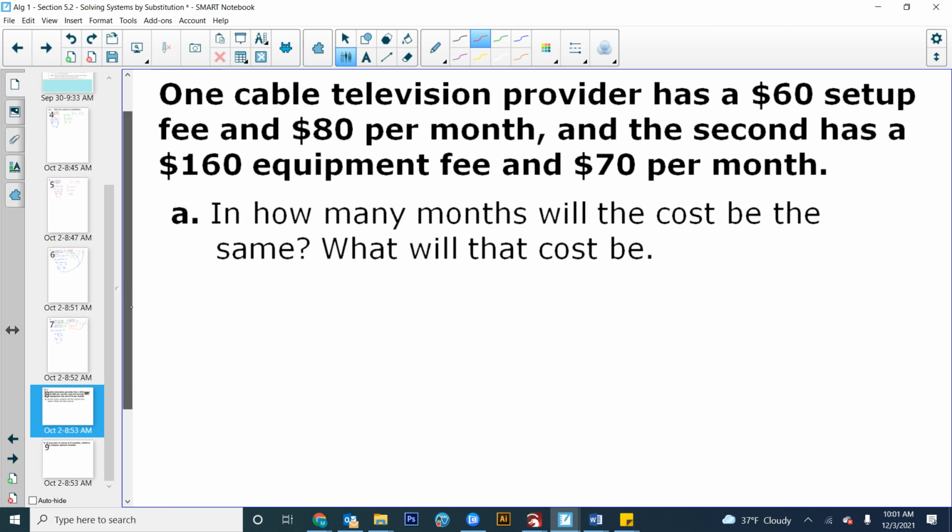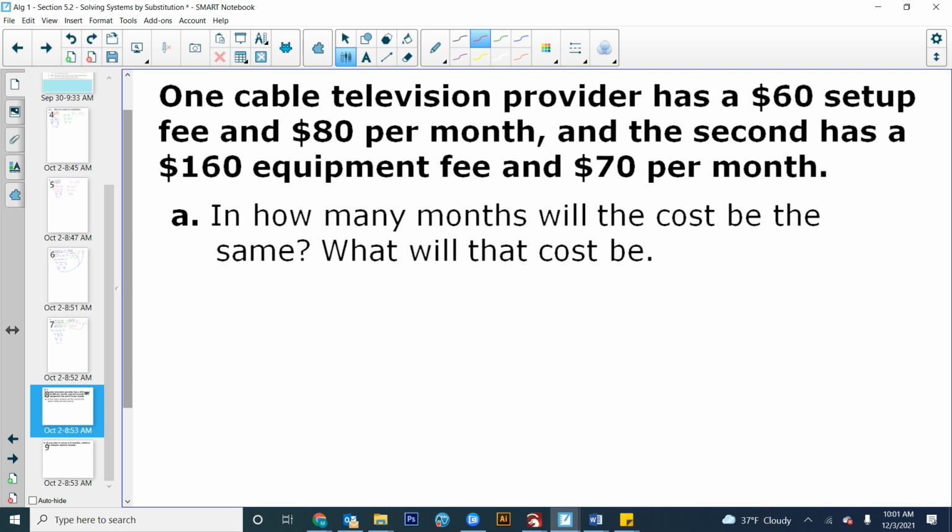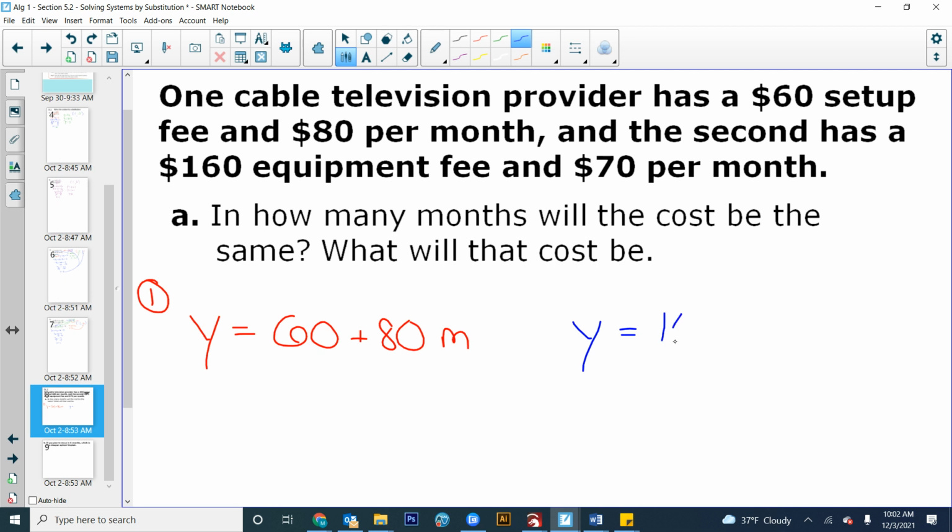So I want to teach you. One cable television provider has a $60 setup fee plus $80 per month. It's very valuable to be able to write out an equation as you read the problem. Do you agree with that equation? The second has a $160 equipment fee and $70 per month.